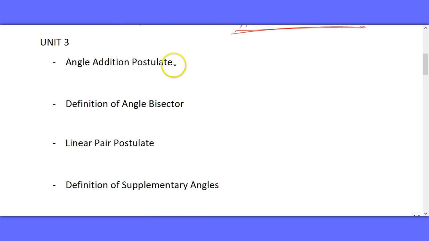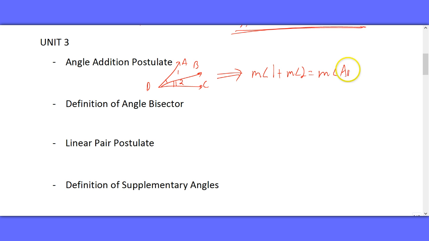Next, angle addition postulate. So we're going to put points A, B, C, and D on here. We'll call this angle 1 and call that angle 2. So looking at this, we have angle 1 and angle 2, which together make up this bigger angle. So we can say that the measure of angle 1 plus the measure of angle 2 equals the measure of angle ADC.